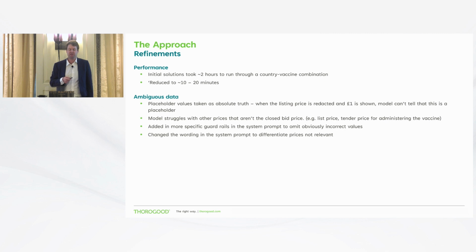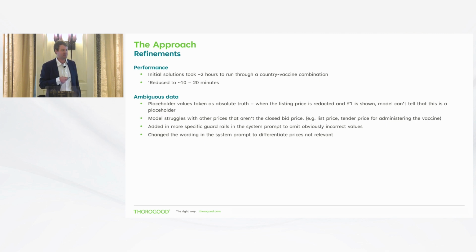We also found a pretty interesting problem with ambiguous data, because in some cases the information is redacted and placeholder values like £1, for example, are used. The original model couldn't tell the difference between a placeholder value and the actual price, so it was proudly presenting £1 as an answer when actually that is completely incorrect. It also struggled a little bit with other prices that weren't the closed bid price, things like the list price, the tender price, or the price for administering the vaccine, and so on.